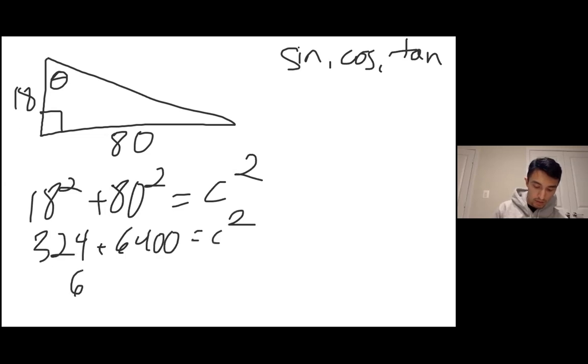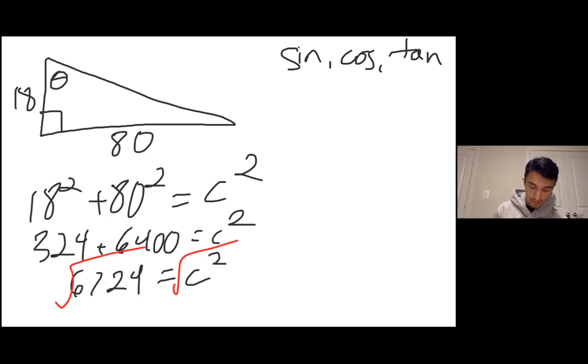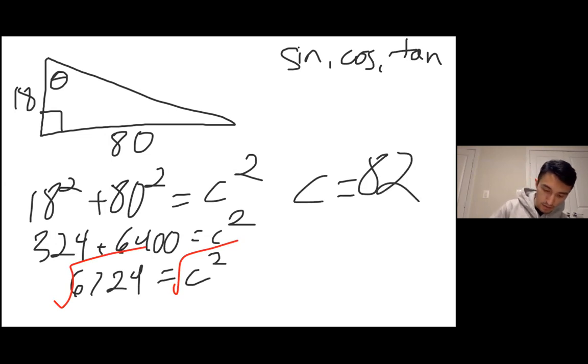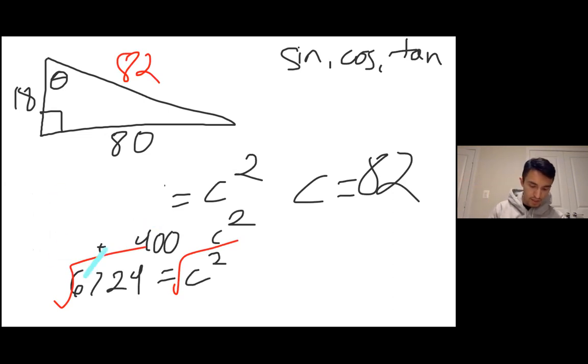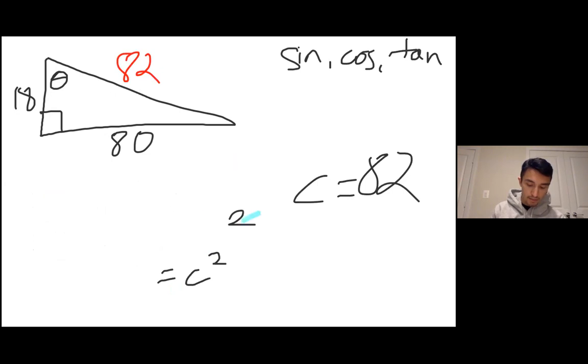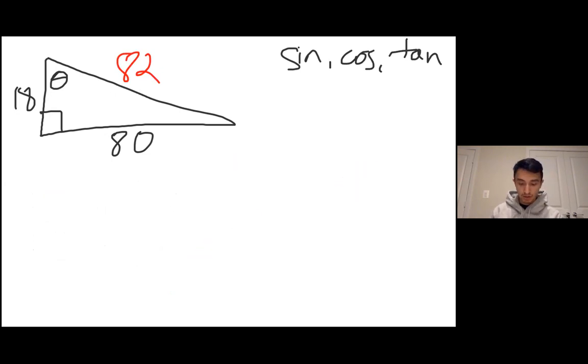c squared equals 6,724. Thankfully, this is a perfect square. c equals 82. So I'm just going to put 82 up here because we just figured that out. And now the rest is history, right? It's just kind of back to the examples we did a few minutes ago. So this is not anything crazy. It's just realizing you do have that extra step to do before you can get what you want.